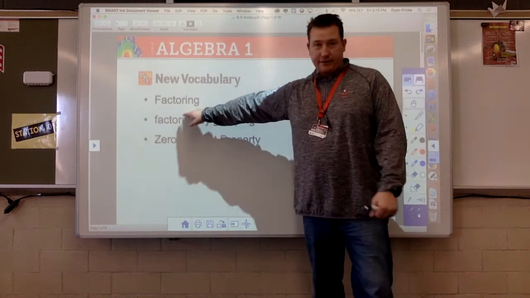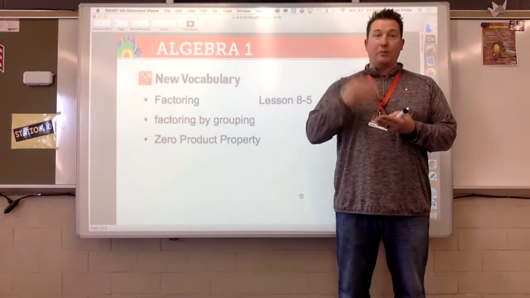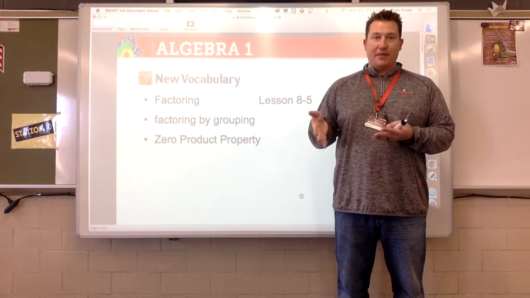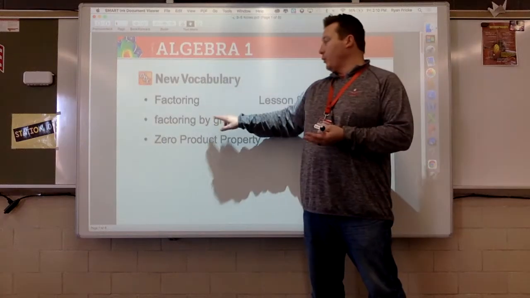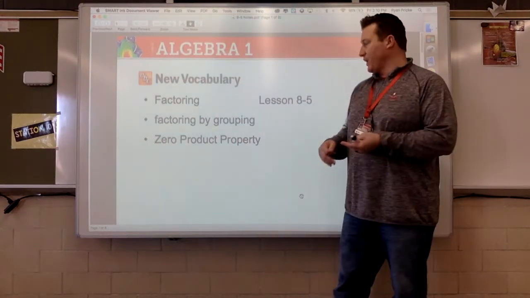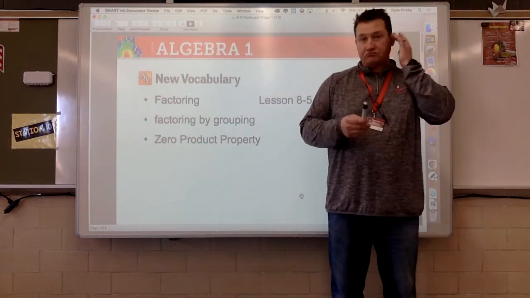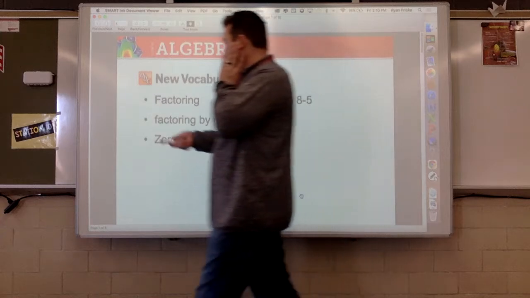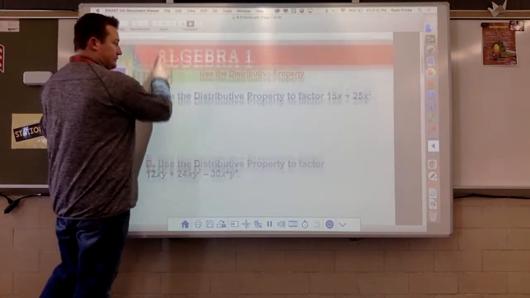But it's called factoring. We are going to factor in a whole bunch of different ways, a whole bunch of different methods. Today we're going to learn one of the methods, grouping. We're going to learn greatest common factor as well. And then we're going to do this weird thing called the zero product property. Sounds kind of interesting. Okay. Anyway. All right, guys. Let's have at the fun here.